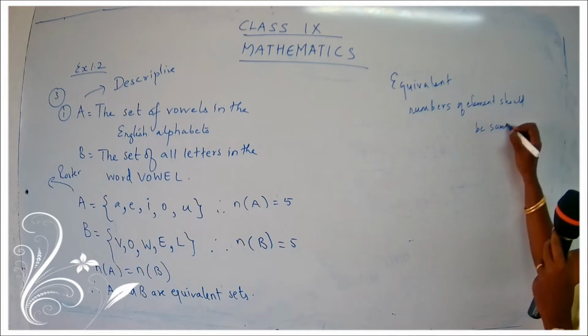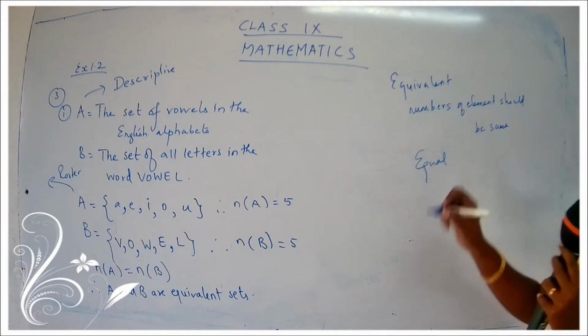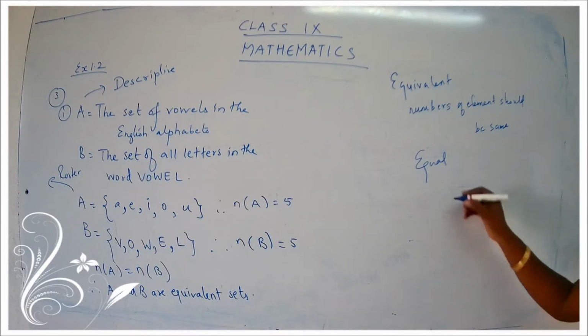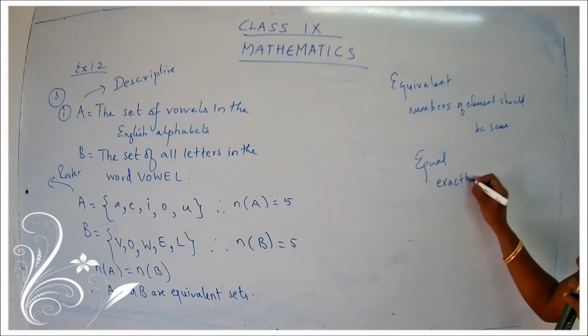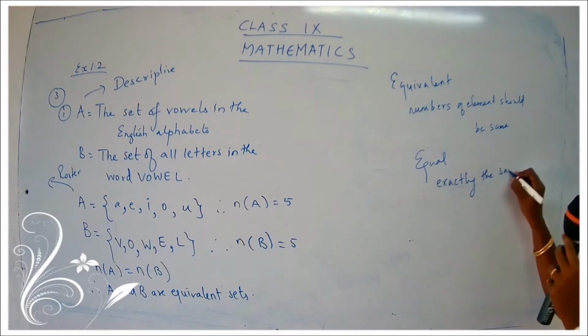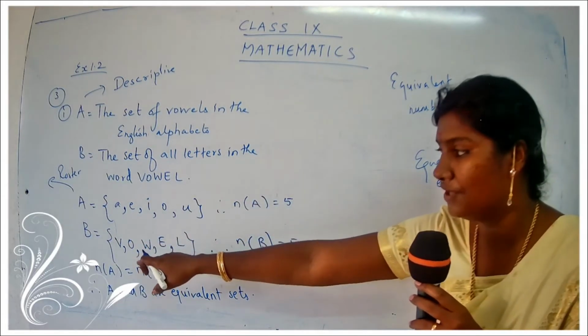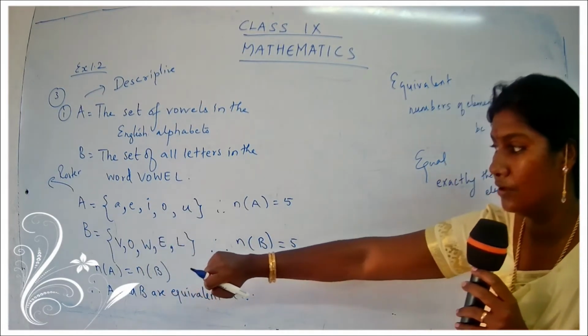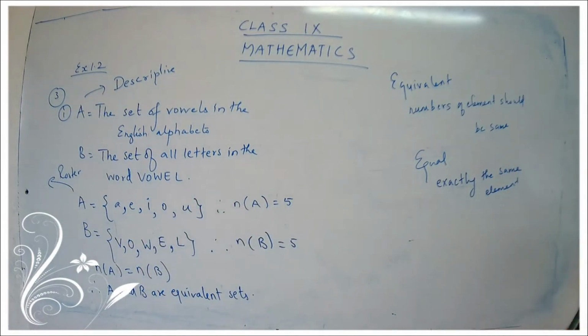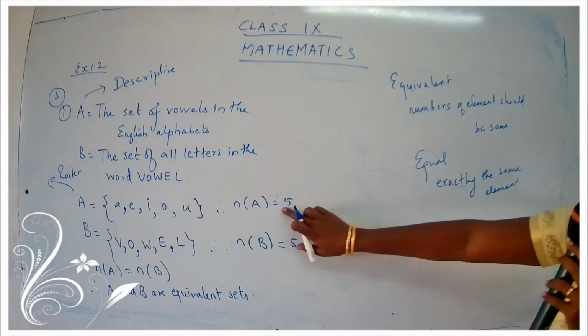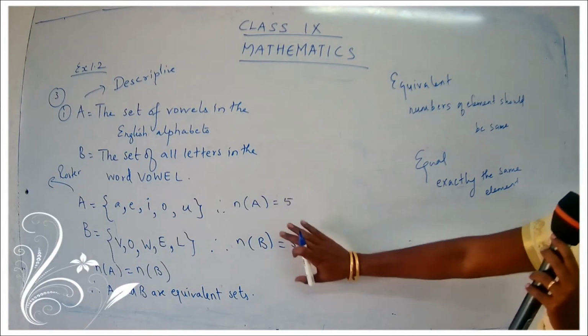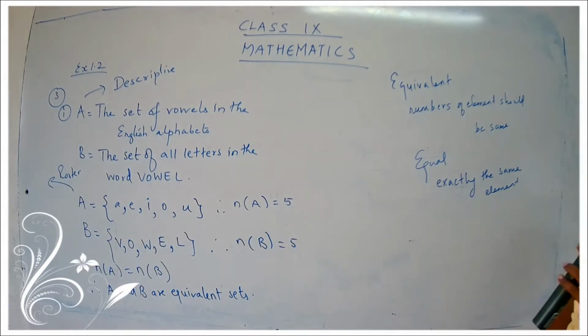And when you talk about equal, equal means you should have the same elements, exactly the same elements. So here we are not having the same elements. Here I am having V, I am having W, then L, which is not present in A. So you say that is not an equal set. Here the numbers are same. Here we have 5 members, here we have 5 members. So you say that A and B are equivalent sets.